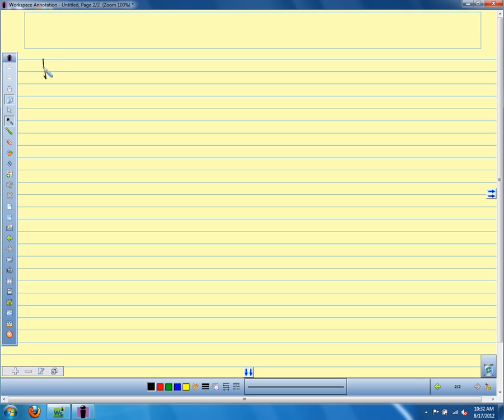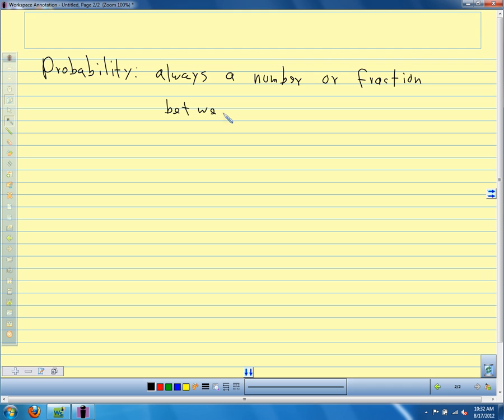A couple of important things about probability. Just to make sure that when you do a calculation, you know that it makes sense: probability is always a number or a fraction between 0 and 1. Or if we're writing it as a percent, between 0% and 100%. So if we have a probability of 0 or 0%, what is that telling us? Never going to happen. It's impossible.